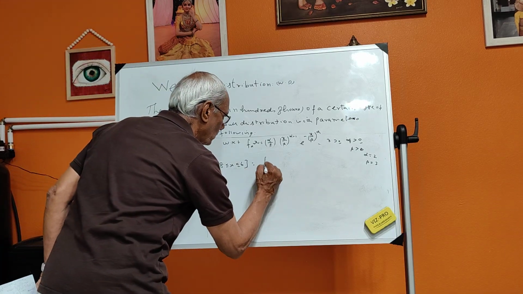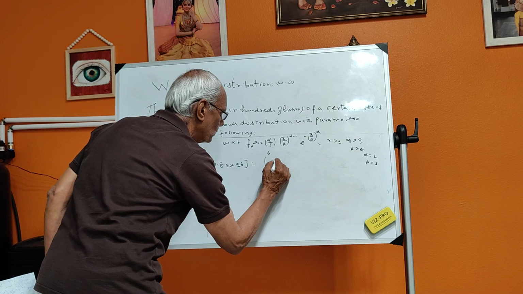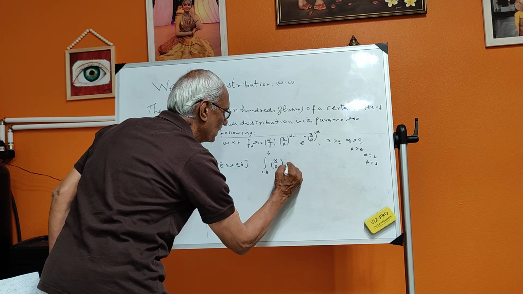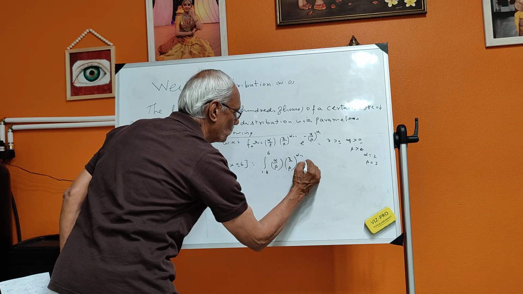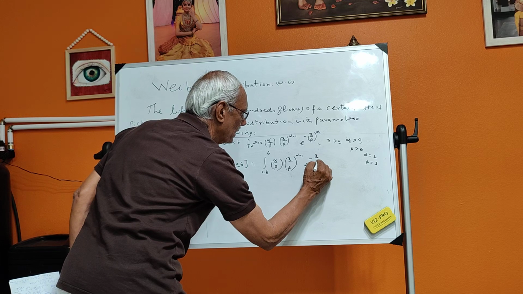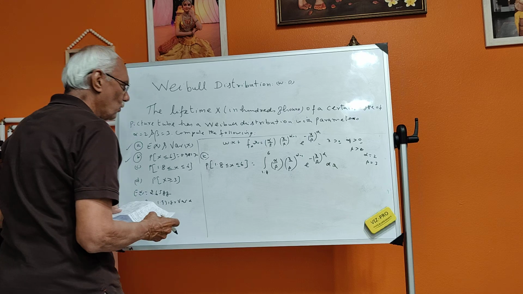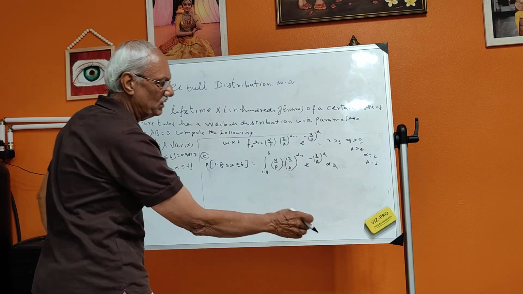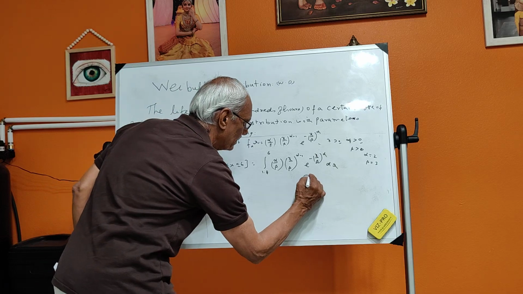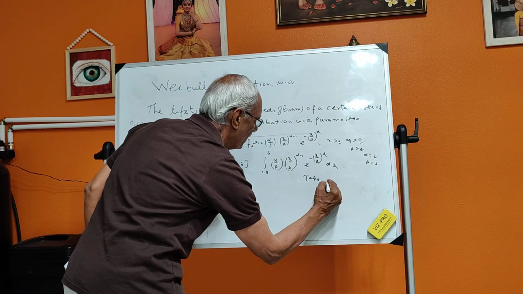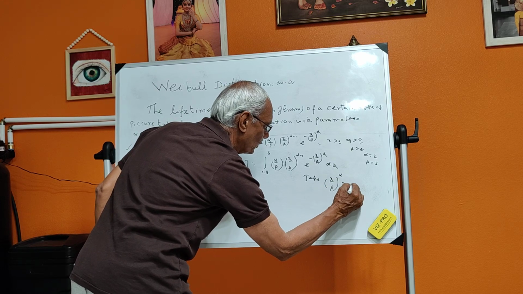So this is nothing but the integral from 1.8 to 6 of alpha by beta into x by beta to the power of alpha minus 1 e to the power of minus x by beta whole to the power of alpha into dx. Now you proceed the same way I have explained to you, proceeding in the same lines. I write here, take x by beta to the power of alpha as your u.